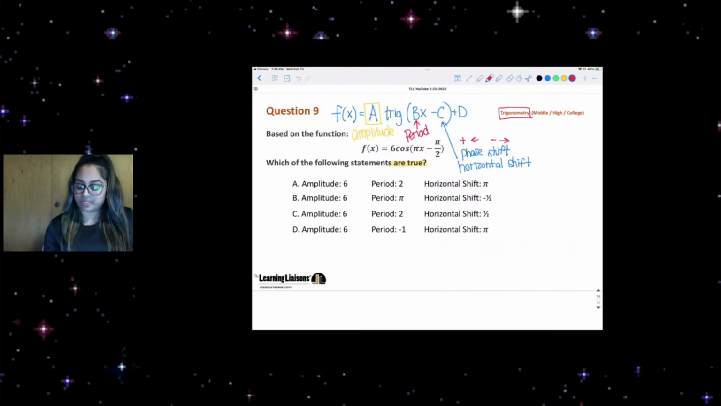Now D. What does D tell us? Well, we have how high something is going, how often it resets. We have our movement from left to right. So we only have one thing left. That's our vertical shift.